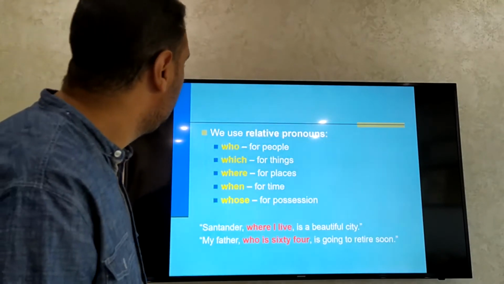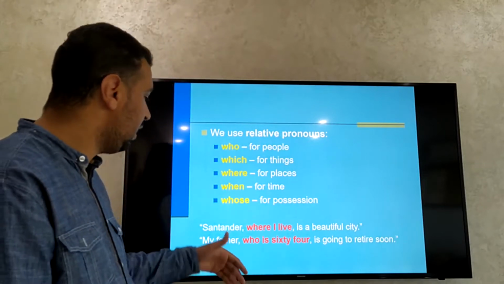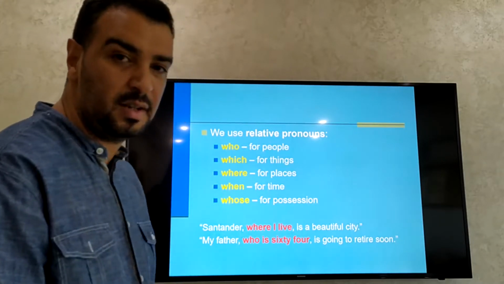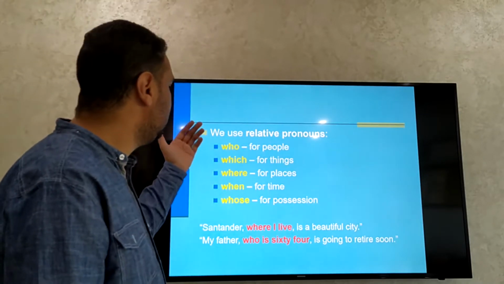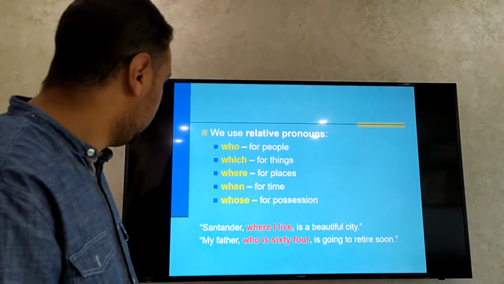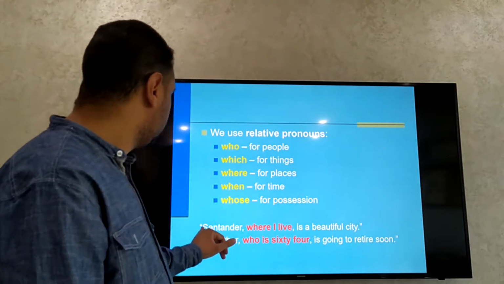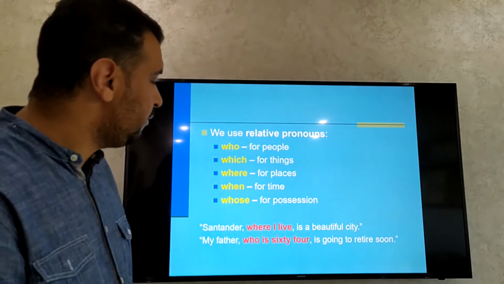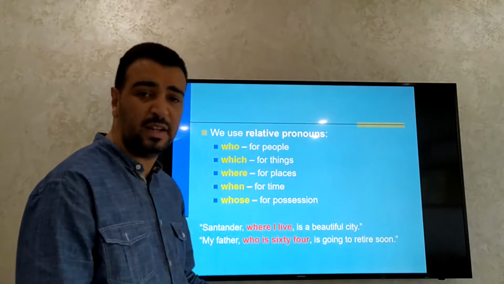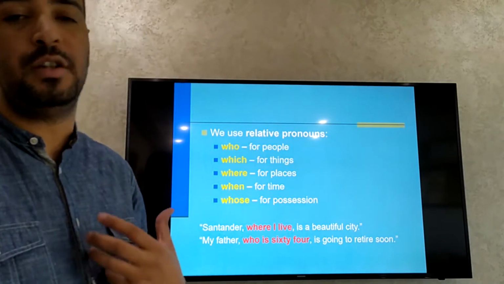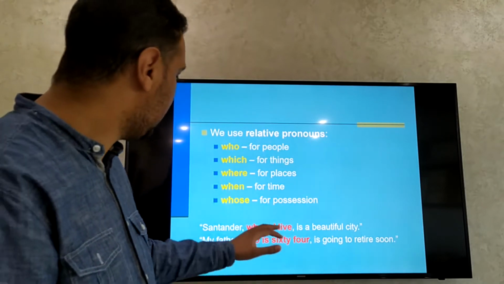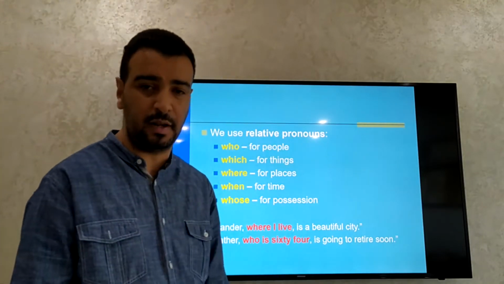This is what I have just explained. And again, like the ones that I presented at the beginning of this lesson, we can use who for people, whom, which, where, when, whose, etc. Santander, where I live, is a beautiful city. As you can see, this clause is placed between two commas, meaning that it is non-defining, non-restrictive. I can omit it altogether, and still I will have a kind of meaning. Santander is a beautiful city.